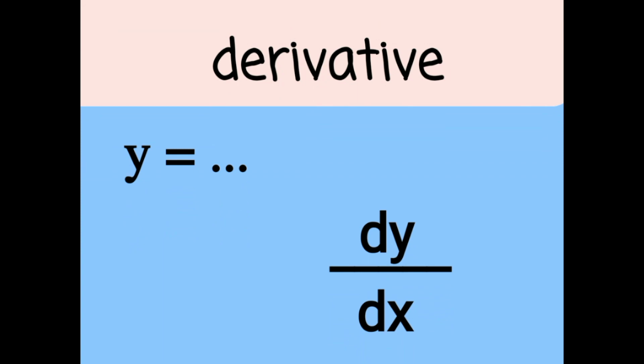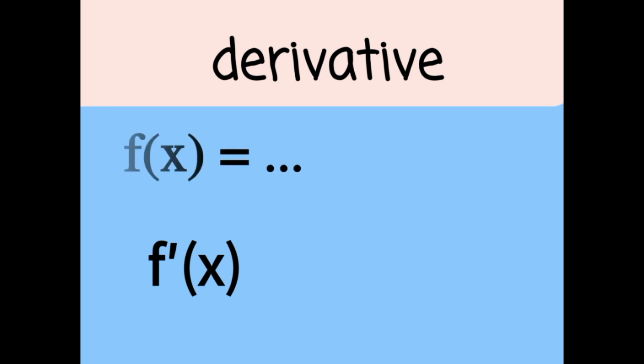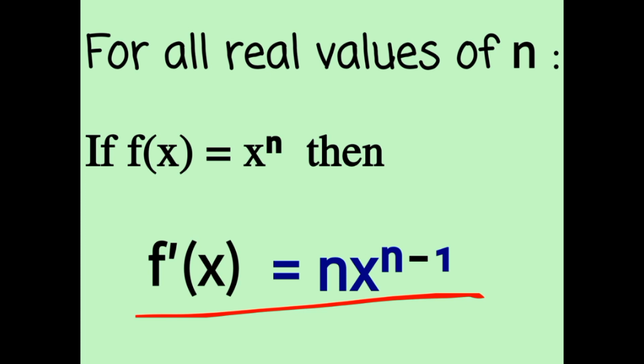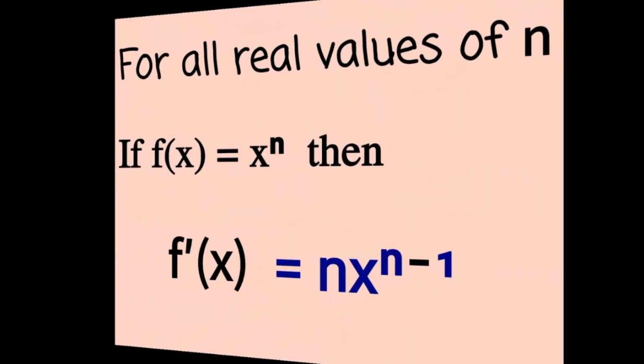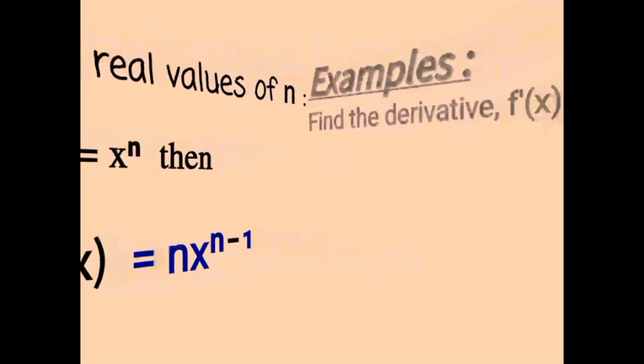As I said earlier, we usually use dy over dx when the expression is given in the form y equals, and we usually use f dash x when the expression is given in the form f(x) equals. So, the derivative of f(x) equals x to the power n is f dash x equals nx to the power n minus 1. Hence, for all real values of n, if y equals x to the power n, then dy over dx equals nx to the power n minus 1, and if f(x) equals x to the power n, then f dash x equals nx to the power n minus 1. Now, let's take a look at a few examples.